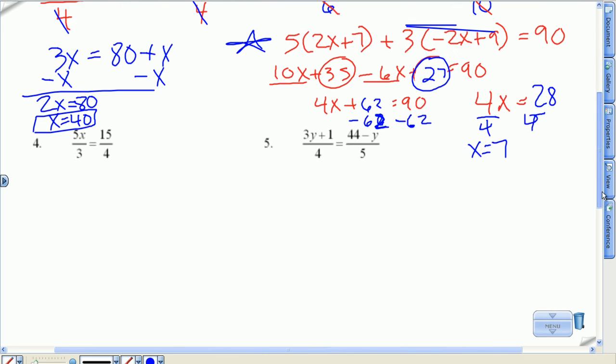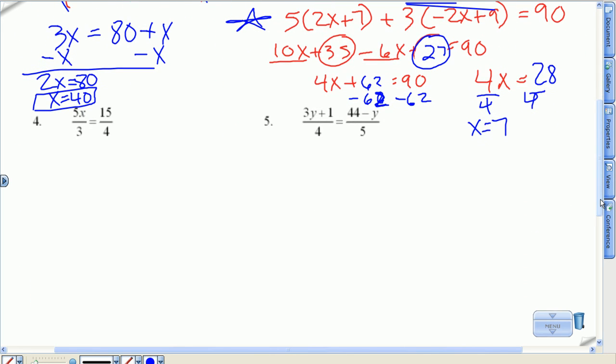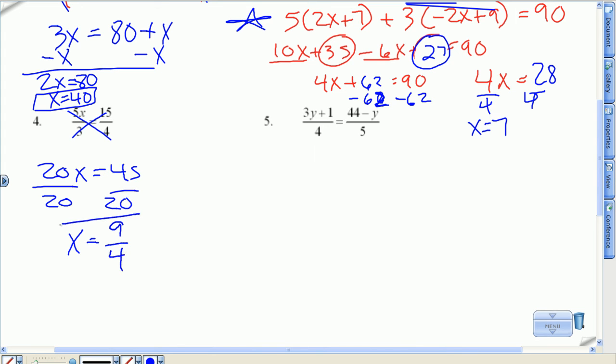Number 4 and number 5 actually are both proportions. When we have a proportion, we cross multiply. 5x times 4 is 20x. 3 times 15 is 45. We divide both sides by 20. And since that does not work out evenly, we're going to reduce. Let's see, 5 goes into both of those. 5 times 9 is 45. 5 times 4 is 20. Problem is done. We like the proportions.